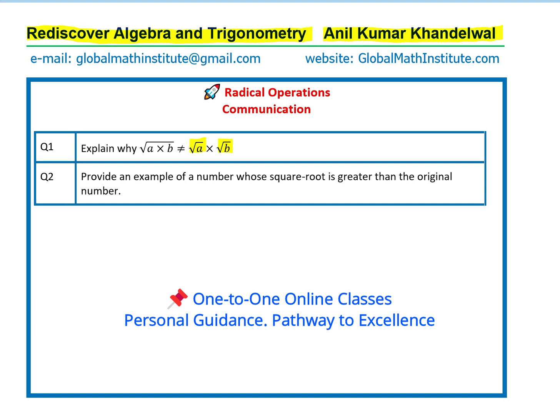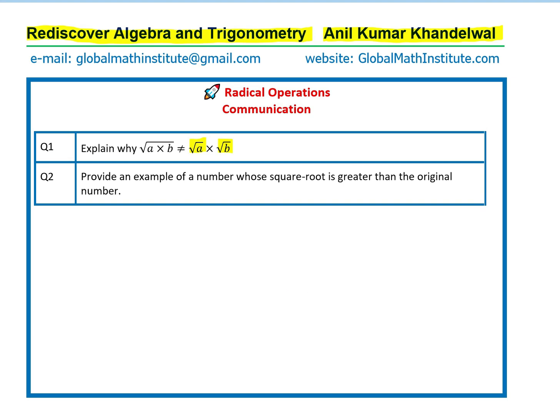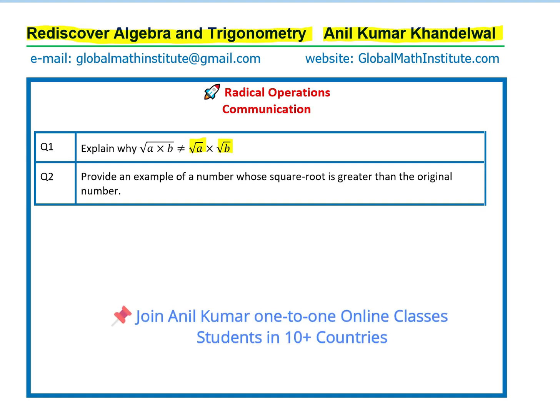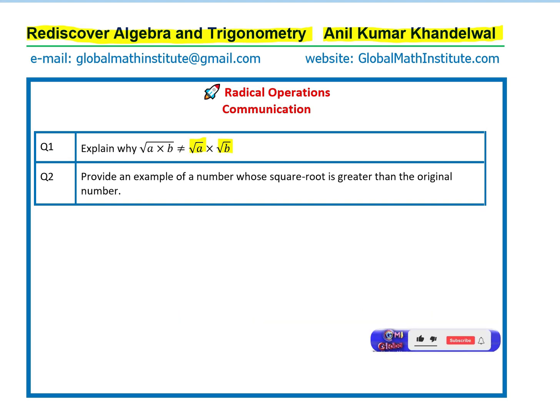And question number 2 is: provide an example of a number whose square root is greater than the original number. When we take examples of square roots, let's say square root of 4 is 2, it is smaller. Square root of 9 is 3. Square root of 16 is 4. Most of the time we take examples where the square root of a number is smaller, and so the students get an impression that square root is always smaller. That is what we want to break in this particular video. Let's go through and understand what it really means.